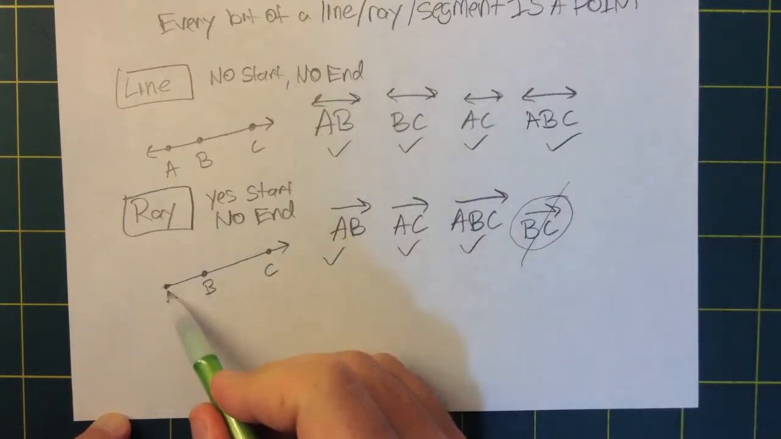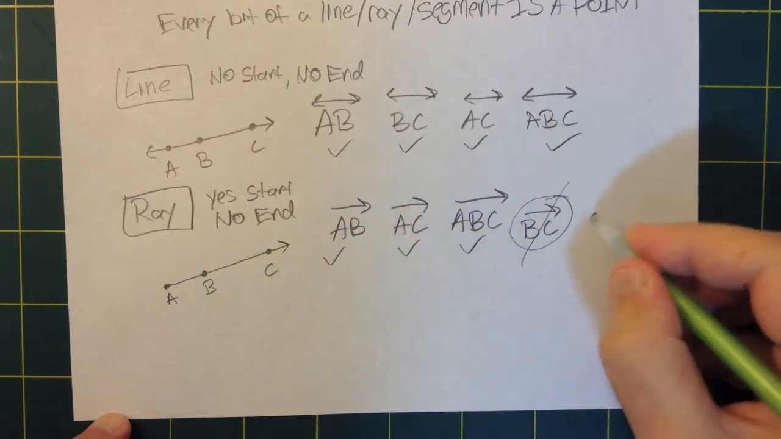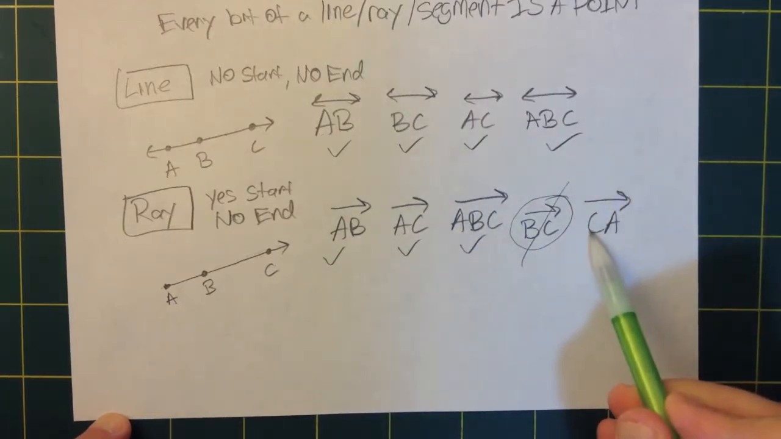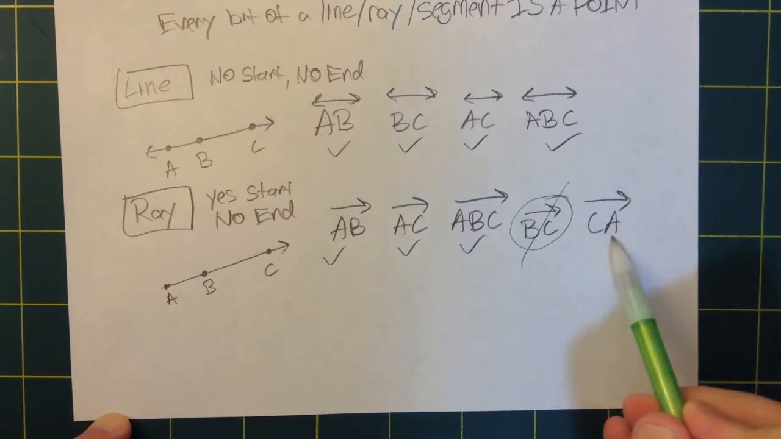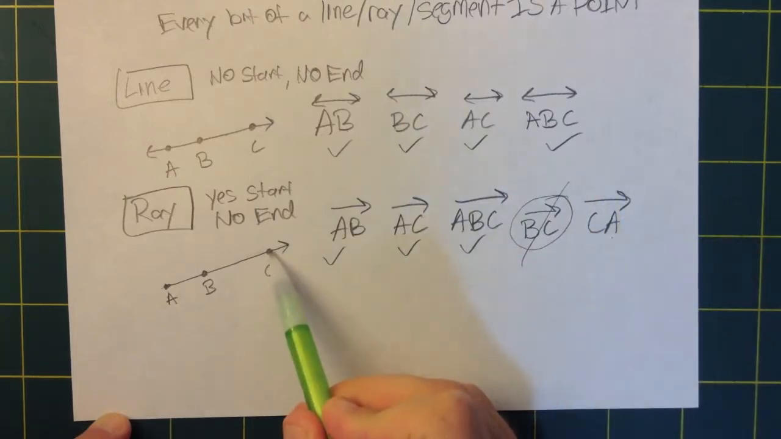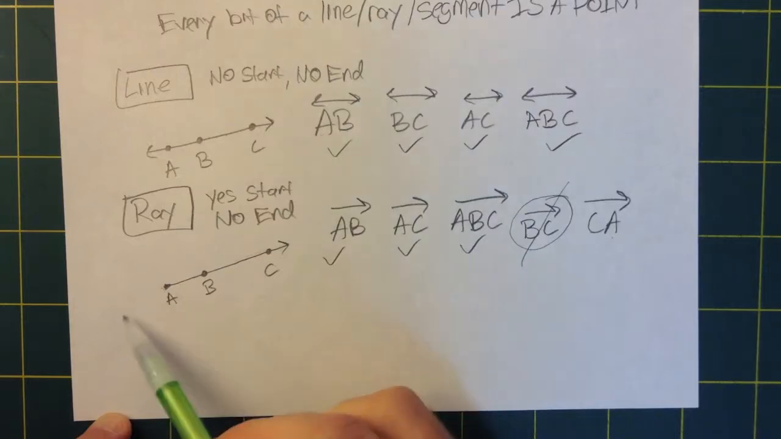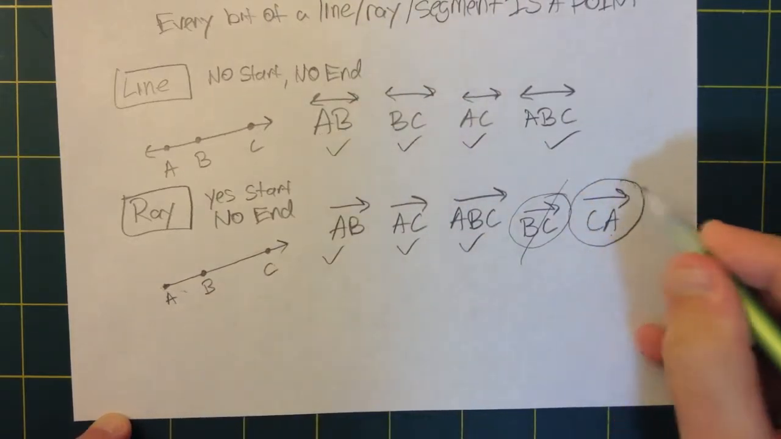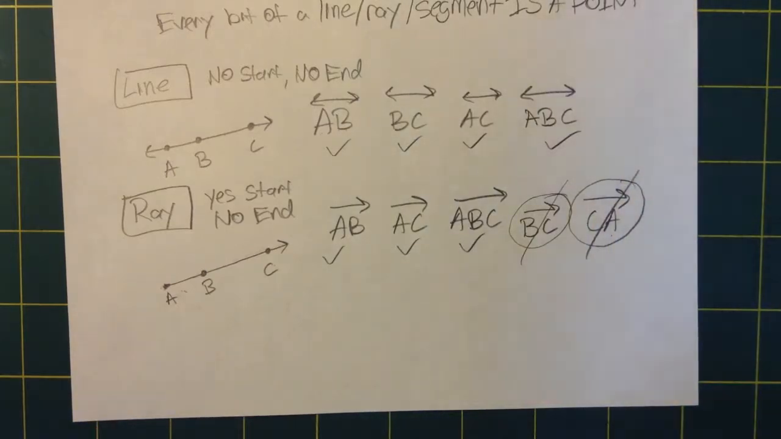Or you could say, I see the point A, I see the point C, so I'm going to write CA, and it's a ray. But when you interpret this, this is saying start at C, go towards A, and keep going. And that's not what's happening here. So this is also not a valid way to name this ray.